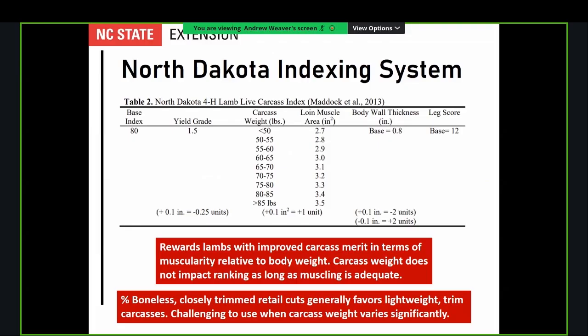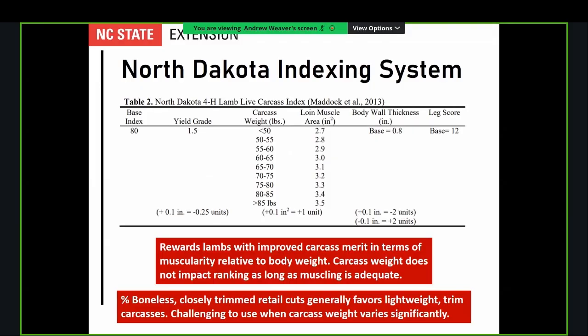And so, a few different ways to look at ranking a carcass contest. Are we going to do it purely from a yield standpoint based on percent boneless, closely trimmed retail cuts, or are we going to maybe include some better muscling attributes relative to carcass weight? And that's where I do kind of prefer the North Dakota system. That's why I used it for this contest.